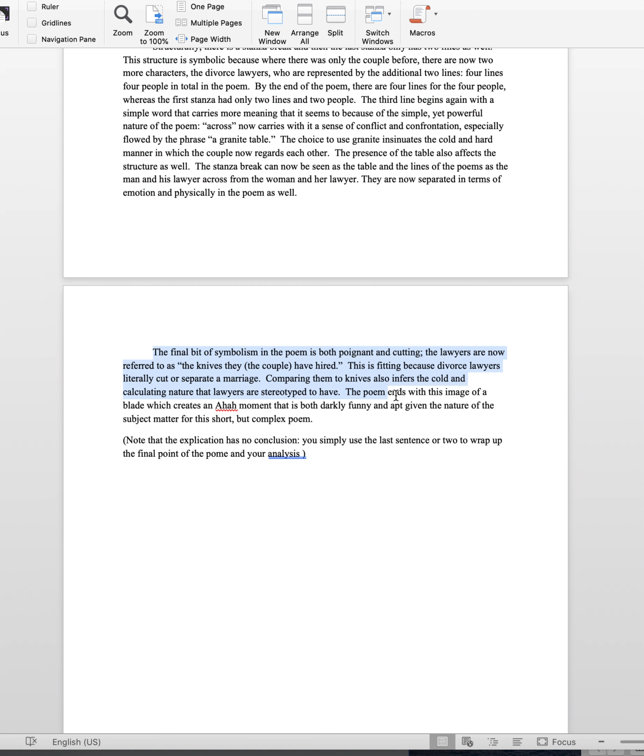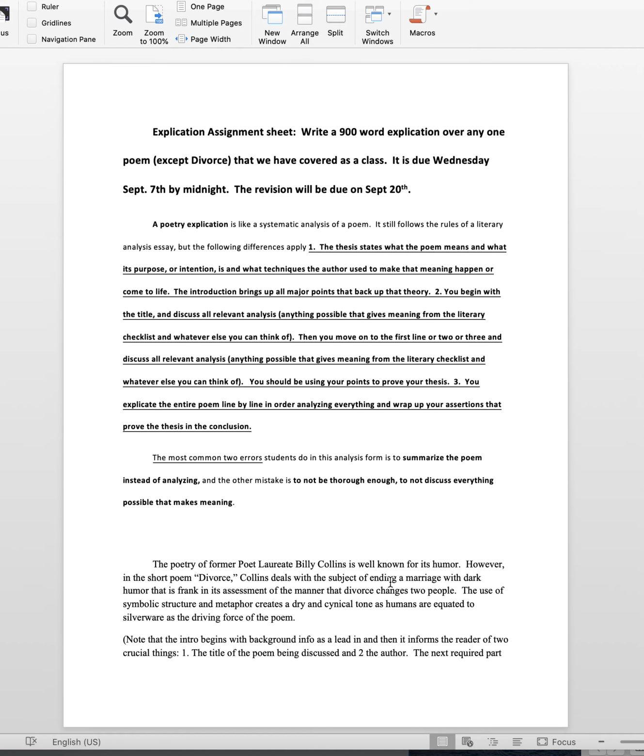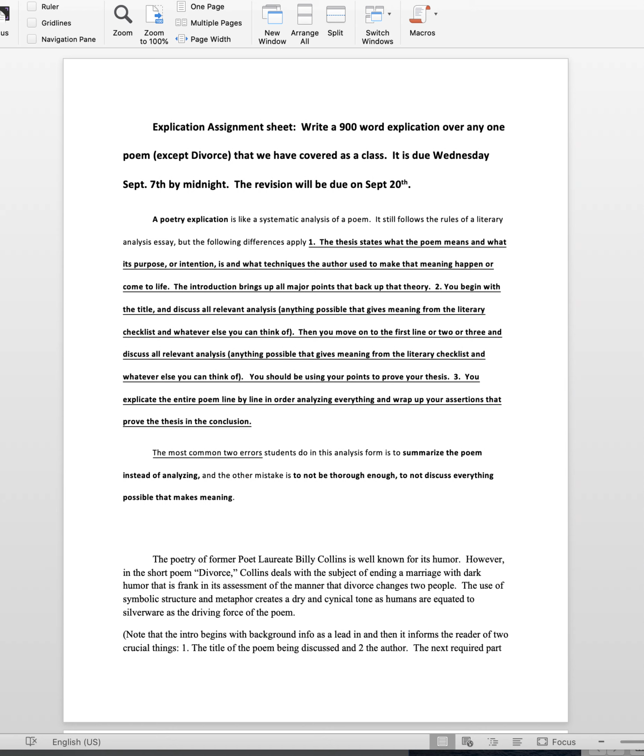Now I want you to notice that there is no conclusion for this poem. This is in fact the last body paragraph. One of the things that you do with an explication is you don't write a conclusion. You sum the whole poem up and all the main ideas up, from your thesis, and the last couple of lines of analysis of the last stanza. All right? So hopefully maybe that helps you a little bit as you pick your poem.